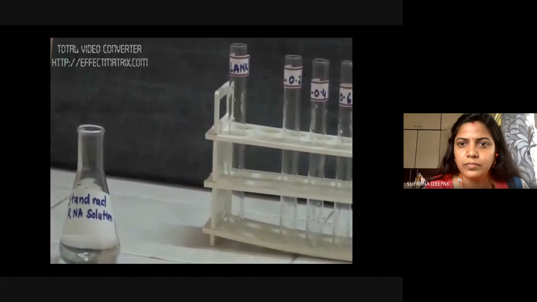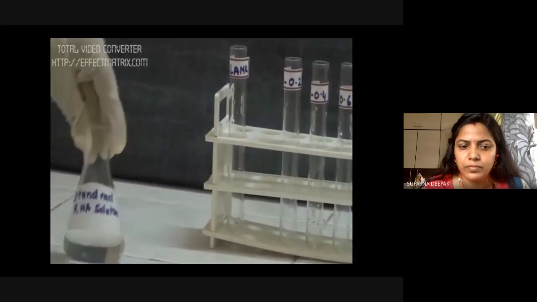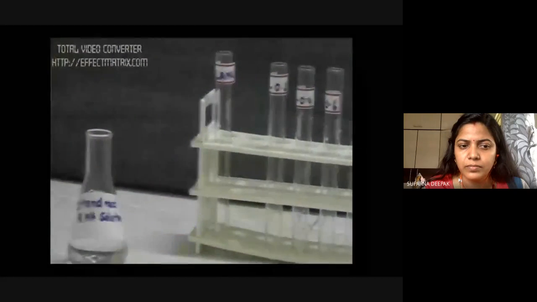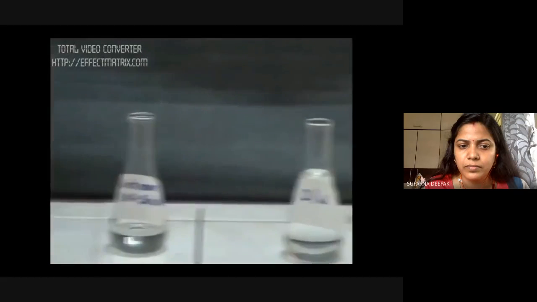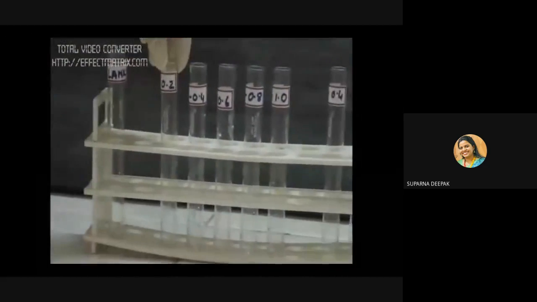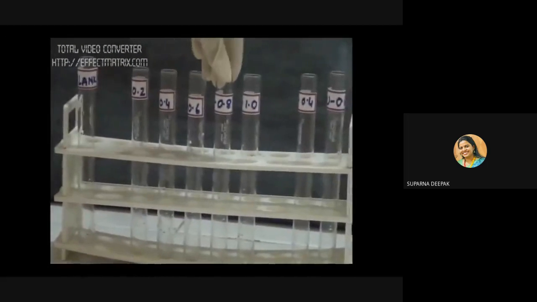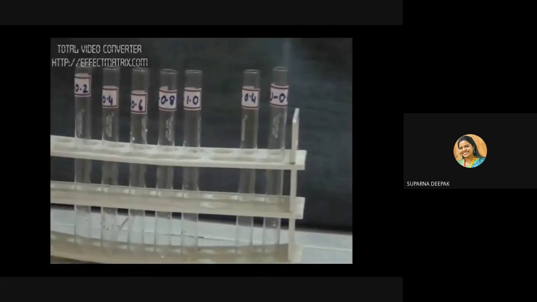So let's see how the experiment goes. First we are having the standard RNA solution, the unknown RNA solution, distilled water and Orcinol reagent. We are taking electrodes as 0.2, 0.4, 0.6, 0.8 to 1.